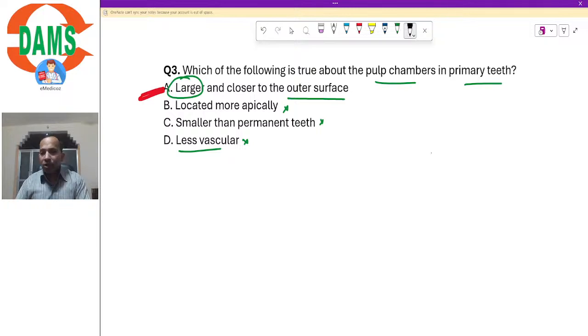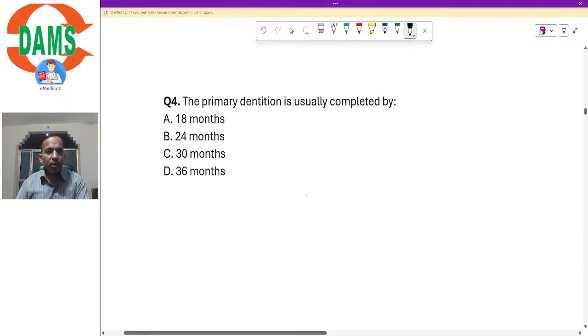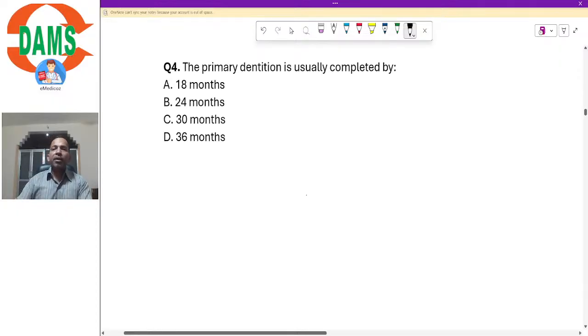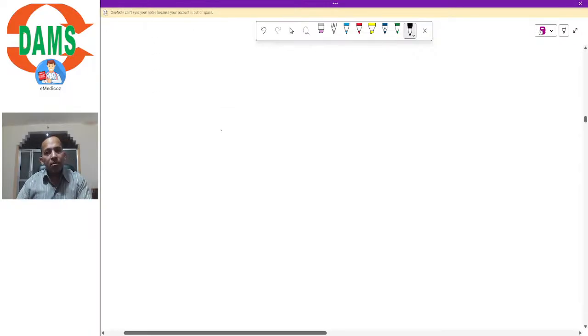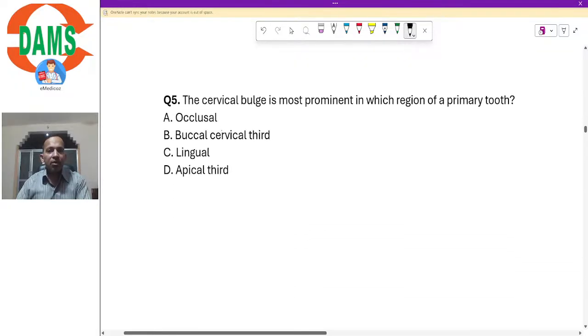So let's go to the next question. The primary dentition is usually completed by, this again we have discussed in the class, approximately 30 months. All the primary teeth are erupted by the 30th month, right?